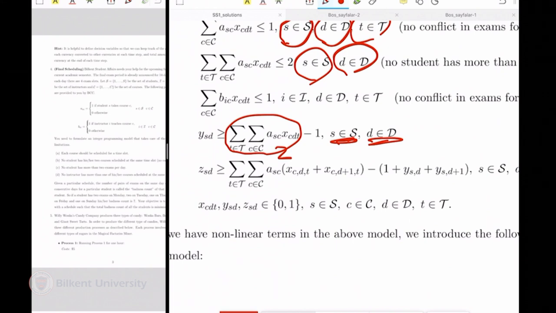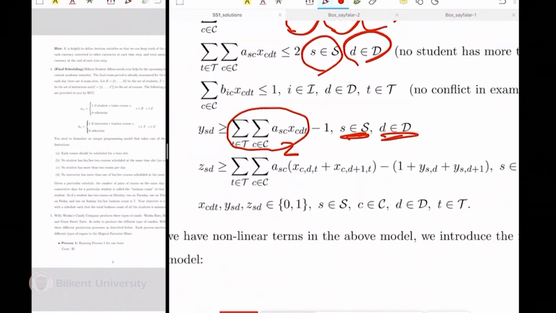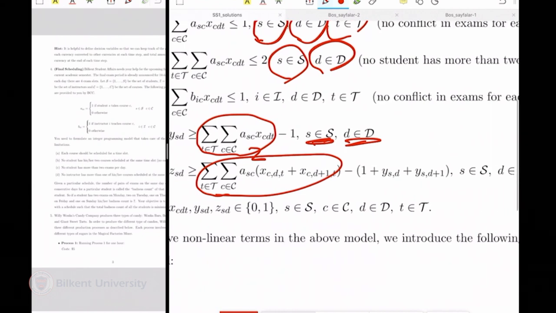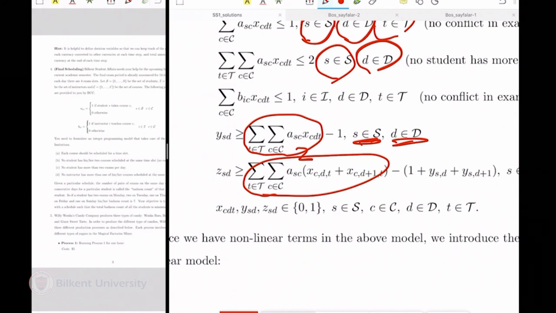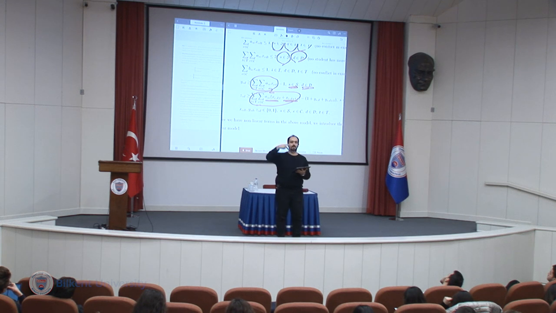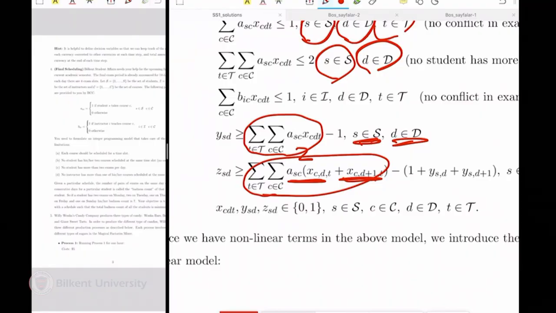Relating X, Y to Z is trickier, because this part is saying that a specific student, on a specific day, has the number of exams he has on day D plus the number of exams he has on day D plus 1. But if he has two exams on the first day and two exams on the second day, it becomes 4. So Z is a binary variable. It cannot be bigger than or equal to 4. So I need to get rid of those two exams in a day.